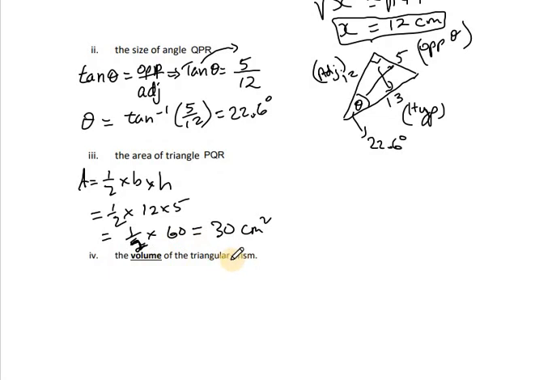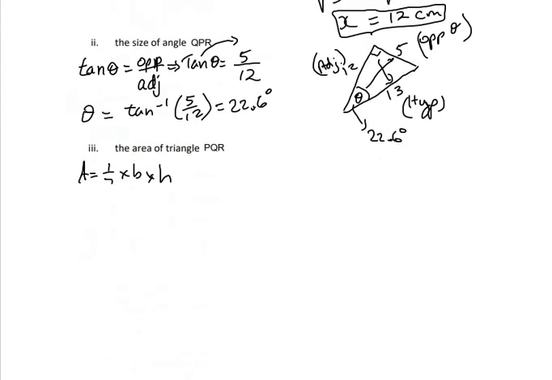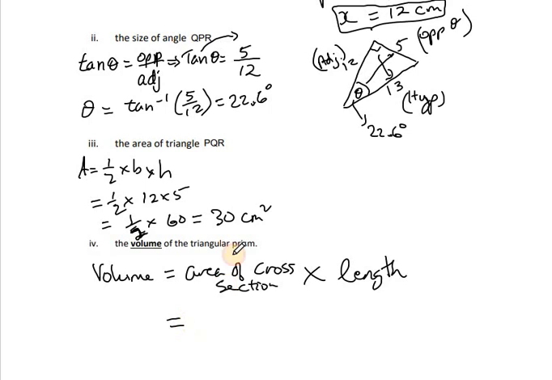Now the volume of the triangular prism. The volume of a prism is given by area of cross section multiplied by the length of the prism. In other words, the direct distance between the two cross sections that are identical. So what's the area of the cross section? The cross section being a triangle, we found the area, which is 30 centimeters squared.